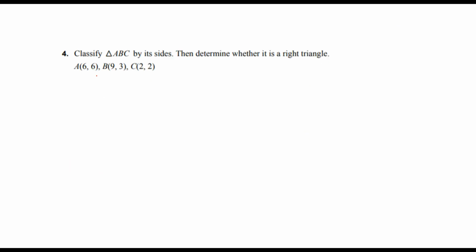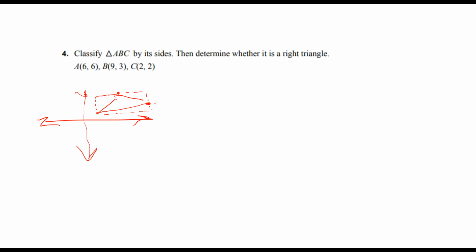All right. How about classify triangle ABC by its sides? So you're going to need to graph this. ABC, I'll do a rough graph of it here. 6, 6, somewhere about here. 9, 3, here. And 2, 2, somewhere about here. So graph it. Again, try my technique of doing the outer triangles to compare the side lengths and the angles, finding the slope to see if anything is a 90-degree angle.